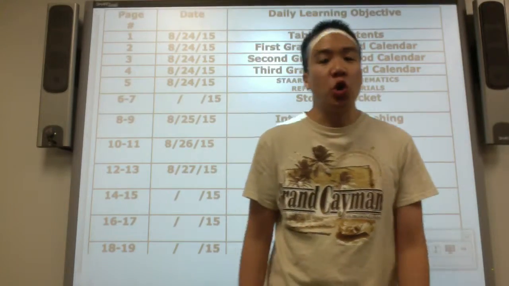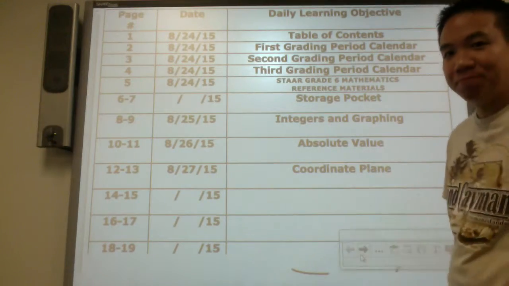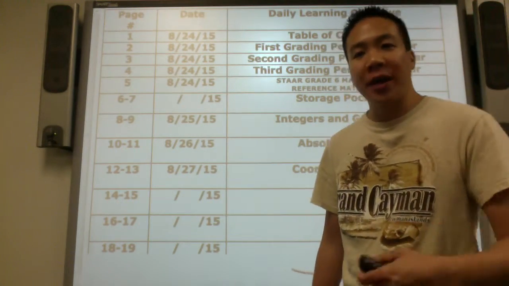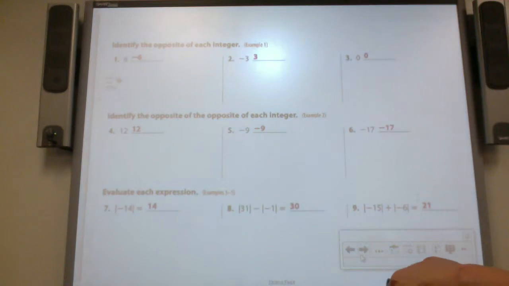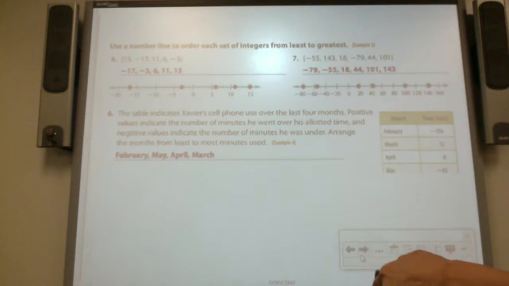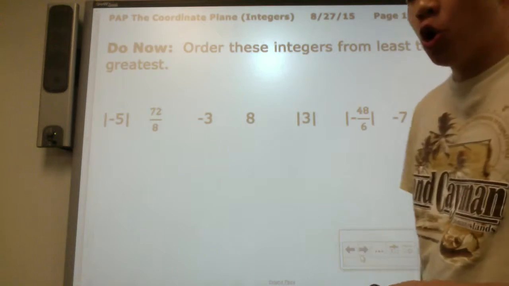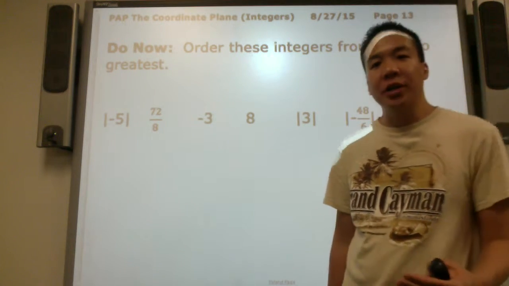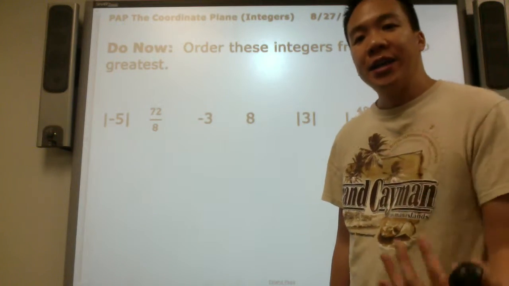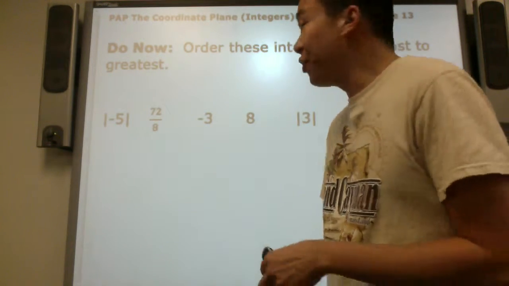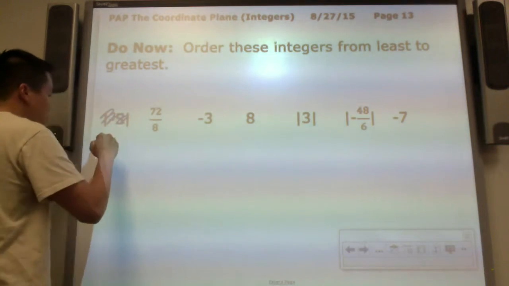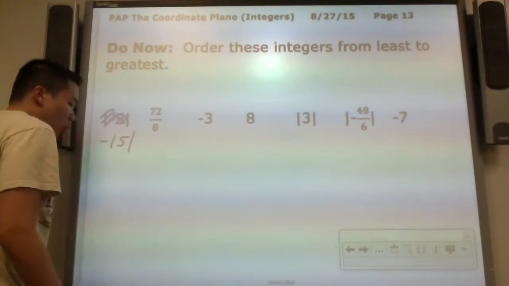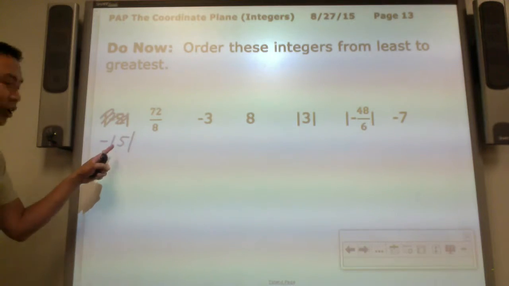Today we're going to talk about the coordinate plane and how to graph an ordered pair. Before we do that, let's go over what we know about comparing and ordering integers and absolute value. Let's change this example. What's the absolute value of 5?